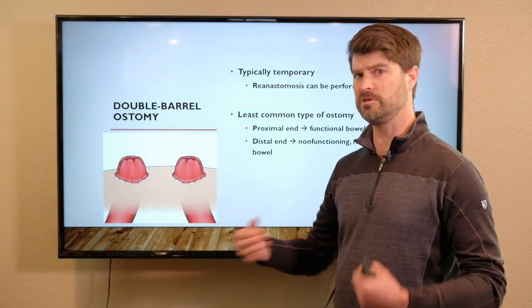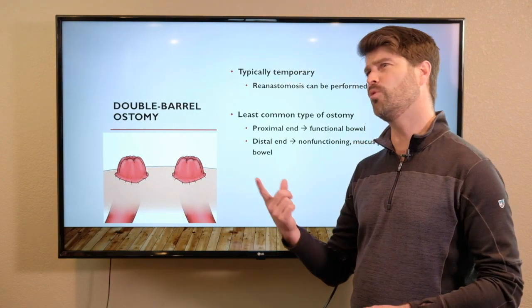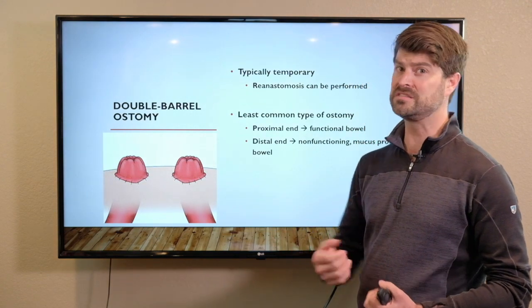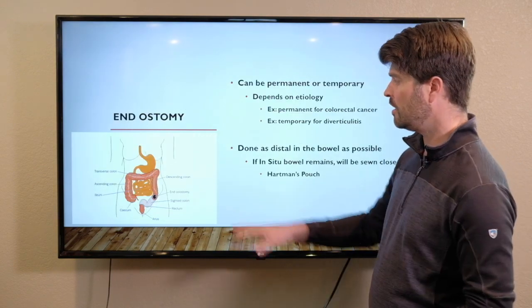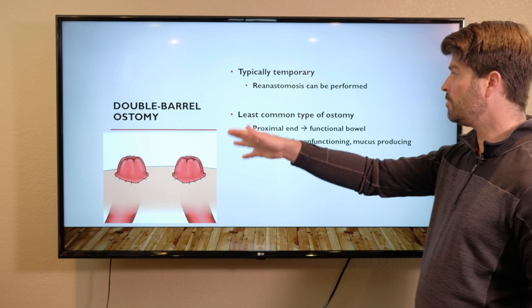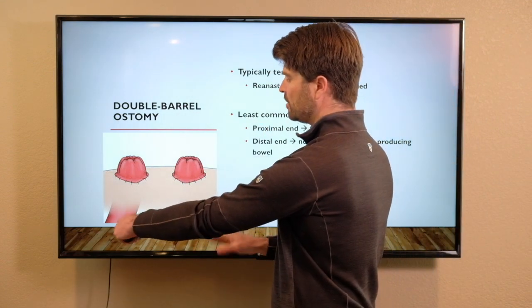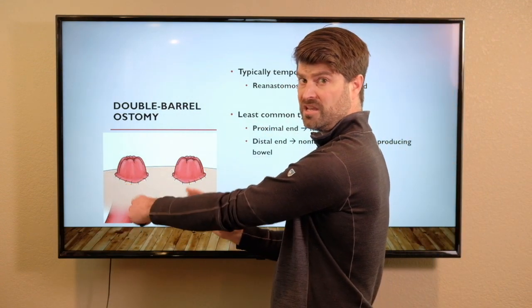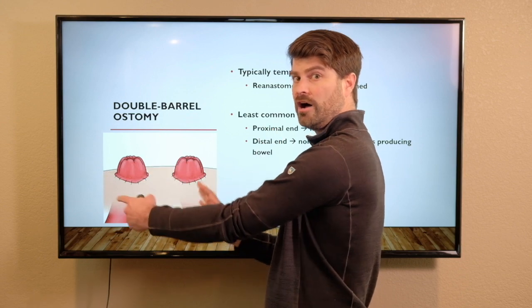Usually the type of ostomy that I see in practice, I think I've seen one double barrel, but usually it's an end ostomy. This kind where there's only one stoma that comes through the skin. But a double barrel, this is the distal and proximal end. Both are pulled through the skin. So there's two different ostomies.